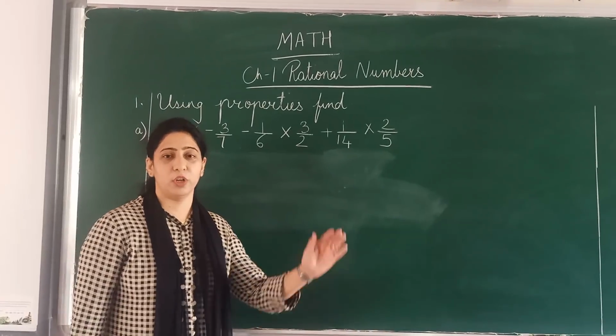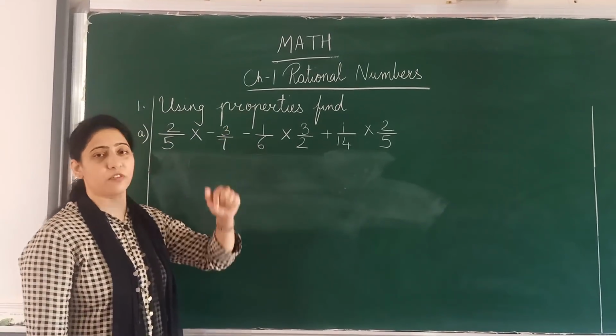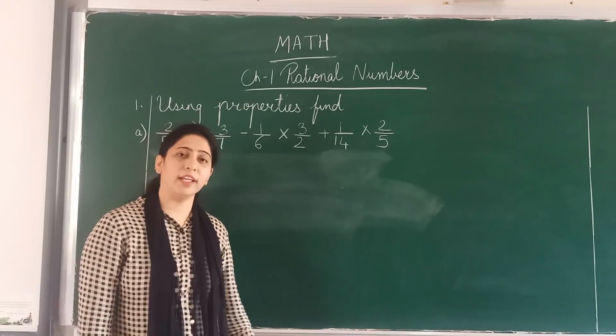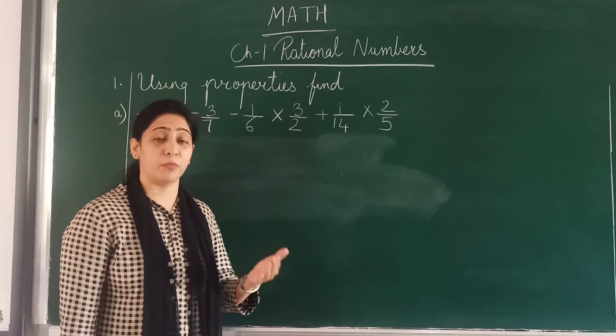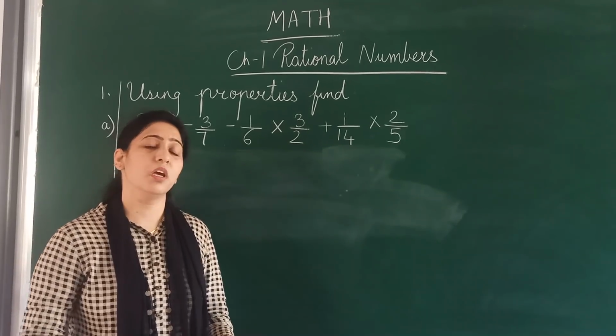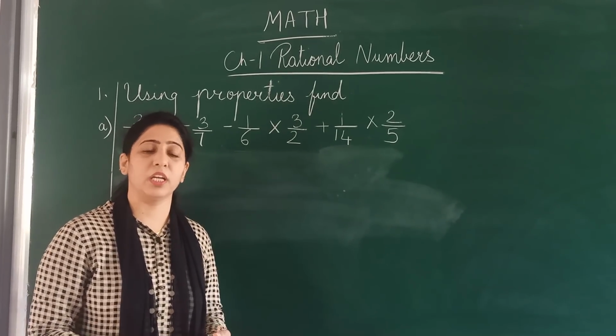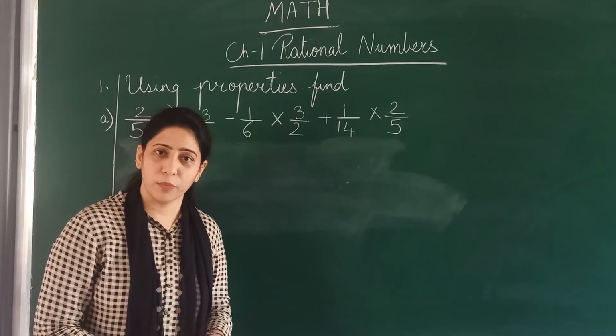Hello everyone. Today we are going to solve some properties of rational numbers. We have already learned about properties of rational numbers. So what are properties of rational numbers? Different types of properties of rational numbers: commutative property, closure property, associative property, distributive property.